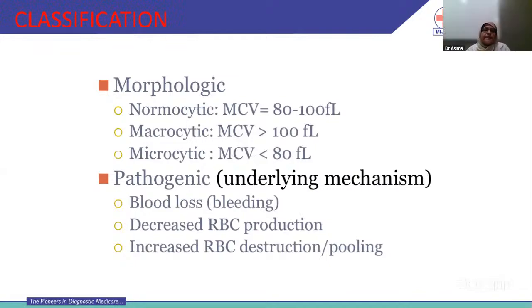Now, the classification: we have 2 classifications. One is based on the morphology, and the second is based on the underlying mechanism. The normocytic normochromic anemia will have an MCV ranging from 80 to 100 femtoliters. The macrocytic anemia has an MCV of more than 100, and the microcytic anemia will have an MCV of less than 80 femtoliters. The classification of anemia based on the mechanism is through blood loss, decreased production of RBC, and increased RBC destruction.